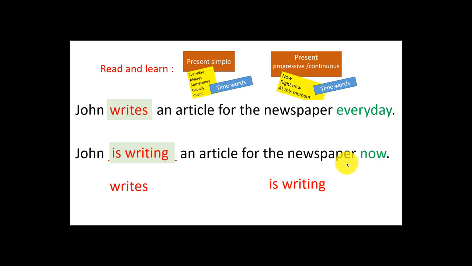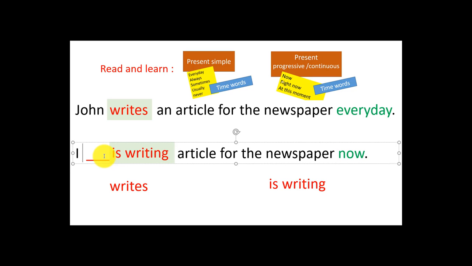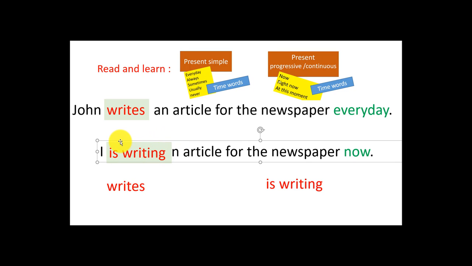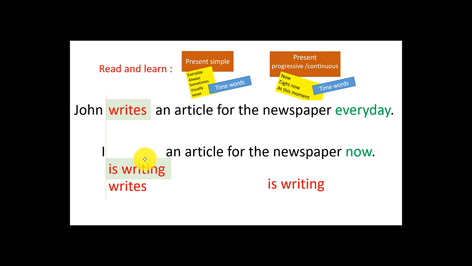When is John writing the article for the newspaper? It's now. So we don't say John writes an article for the newspaper now. No, we don't say this. We say John is writing an article for the newspaper now. And if it's not John, it's me, for example, I. Can we say I is writing? No, we will say I am writing. Okay, just 1 minute.